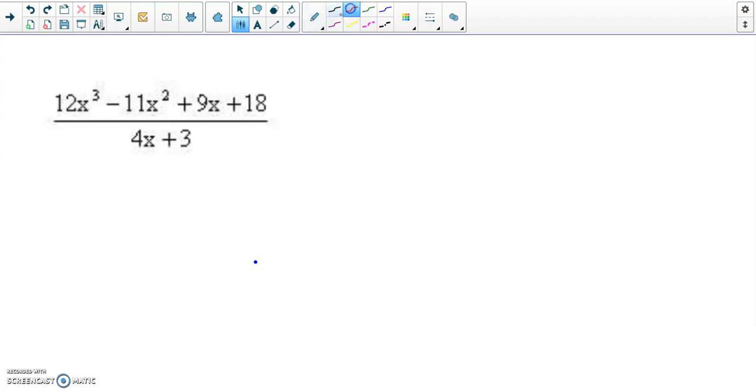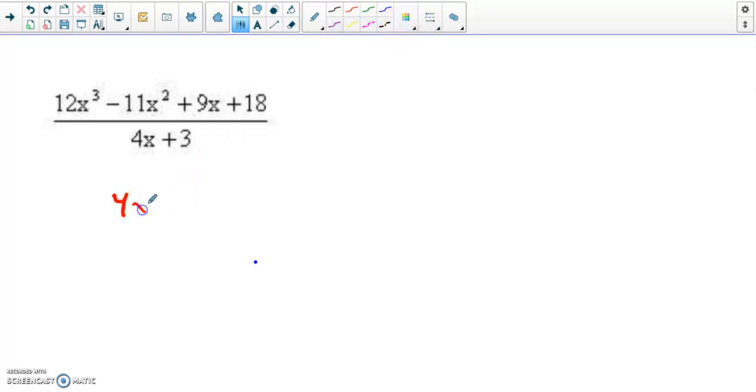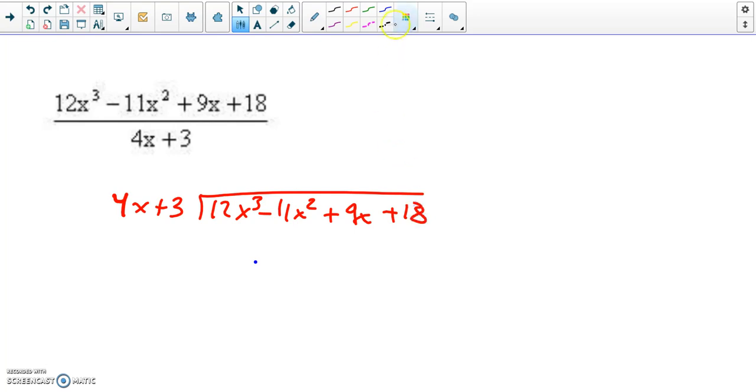Let's write our setup here. So we're seeing how many times 4x plus 3 goes into 12x cubed minus 11x squared plus 9x plus 18. Okay? So again, we're going to focus not on this whole thing, but just on this first term and ask, what do you multiply this by to get 12x cubed?